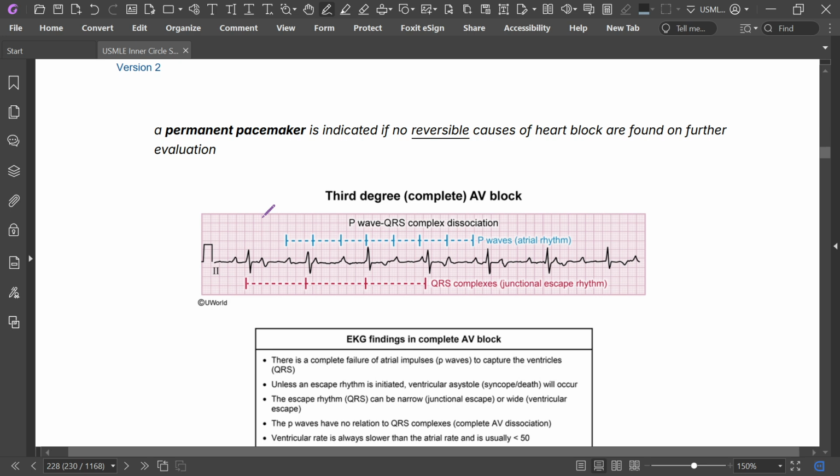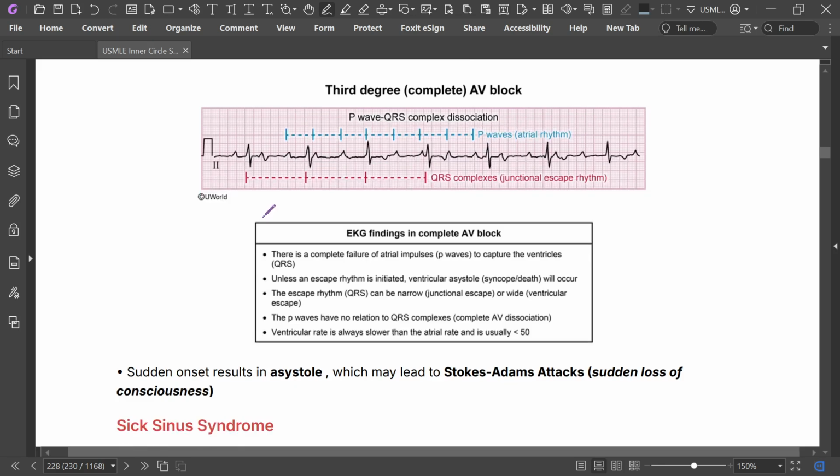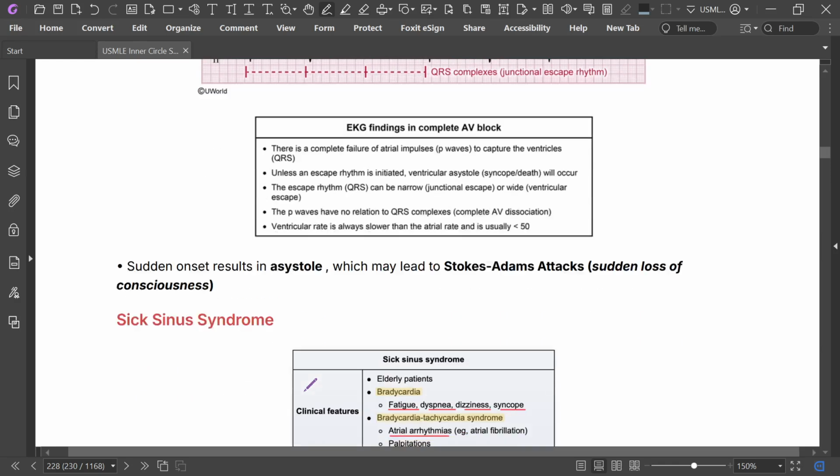This is the third degree AV block. Between P and QRS complex, there is no relationship. ECG findings: there is complete failure of the impulses to capture the ventricle. The ventricular rate is always lower than the atrial rate, so the atrial rate is higher than the ventricular rate. The P wave has no relation to the QRS complex.